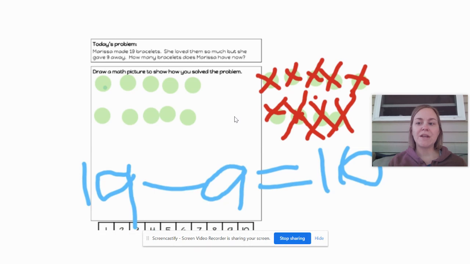The third number set that you were solving for was Marissa made 19 bracelets. She loved them so much, but she gave 9 away. How many bracelets does Marissa have now? Here's a nice 10-frame arrangement here. I can tell that's 10 in a snap. And here's almost a whole 10-frame arrangement, 5 on top and 4 on the bottom with just 1 missing. So I know that that's 9. And this student drew X's on those 9 bracelets because those were the ones that were going to be given away. 19, take away 9 equals 10.